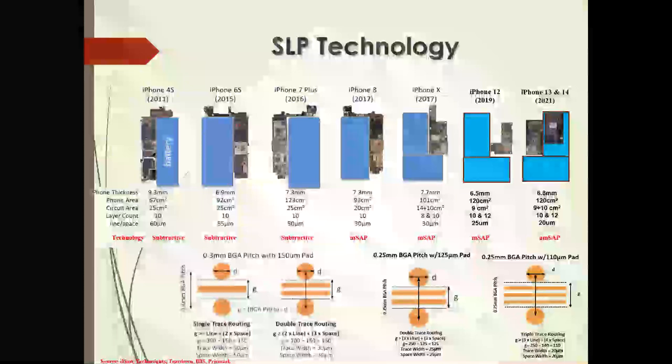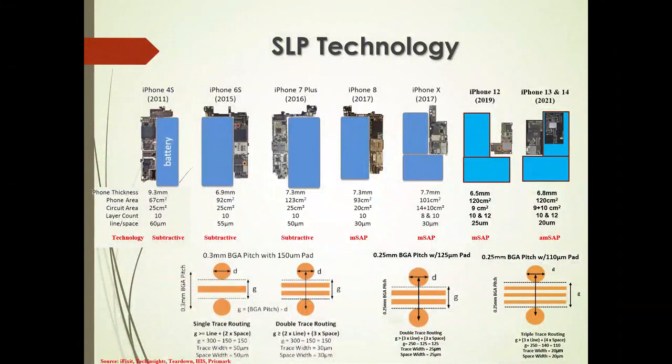As an example, this is just my watching what Apple has been doing with their iPhone from 2011 into the late 2020s. And you can see the technology started out as subtractive and then went into MSAP. And the latest generation is the AMSAP, where we're dealing with 20 micron traces and 20 micron spaces. Three tracks there between the 0.25 millimeter pitch BGA with 110 micron pad.